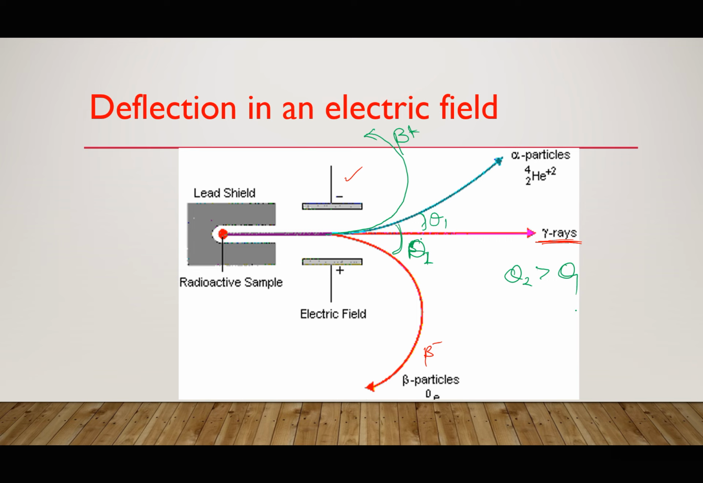Of course, we know that beta particles are extremely light particles. Their mass is extremely small. Therefore, when they pass through an electric field, they are most likely going to experience a very large force. Because alpha and beta minus particles have opposite charges, they are going to be deflected in opposite directions. Beta particles are much lighter than alpha particles. Therefore, they require less force to change their direction. Hence, beta particles are deflected more than alpha particles.